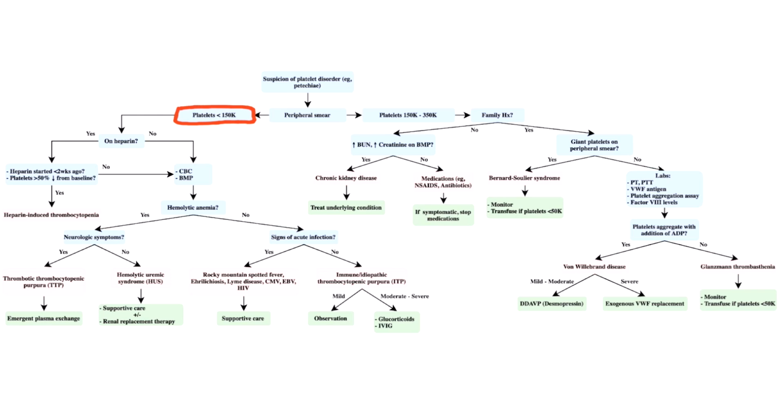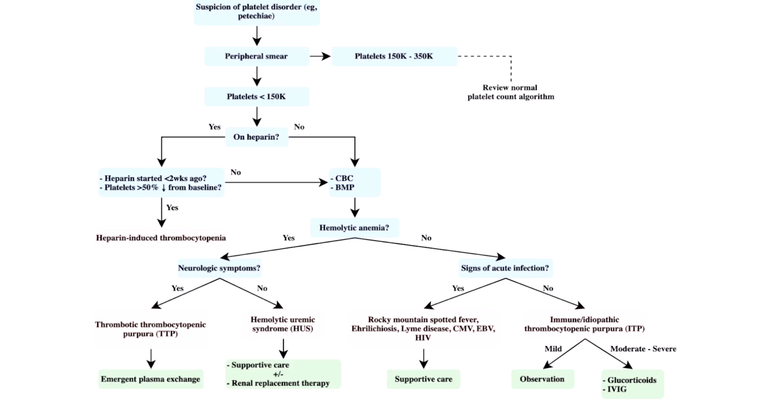If the platelet count is normal, then we are dealing with qualitative platelet dysfunction. Let's first discuss the left side of the algorithm. If the patient with thrombocytopenia has started heparin within the last 2 weeks and the platelets have dropped more than 50% of the baseline, then he or she has heparin-induced thrombocytopenia.